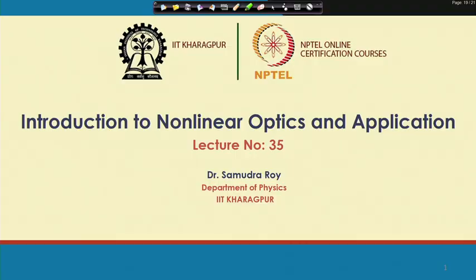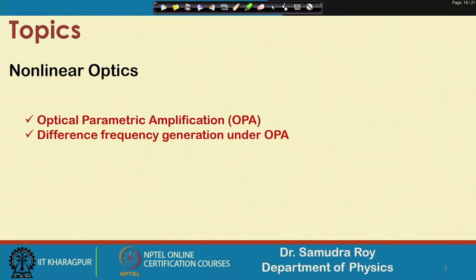And in that case, even though in the input we have subharmonic waves, which is the necessary boundary condition, that subharmonic wave will not sustain throughout the distance and it will decay exponentially. So, we will start from that point. Today it is class number 35, and today's topic is optical parametric amplification. We will continue with that, and we will study a special case, difference frequency generation, under optical parametric amplification.